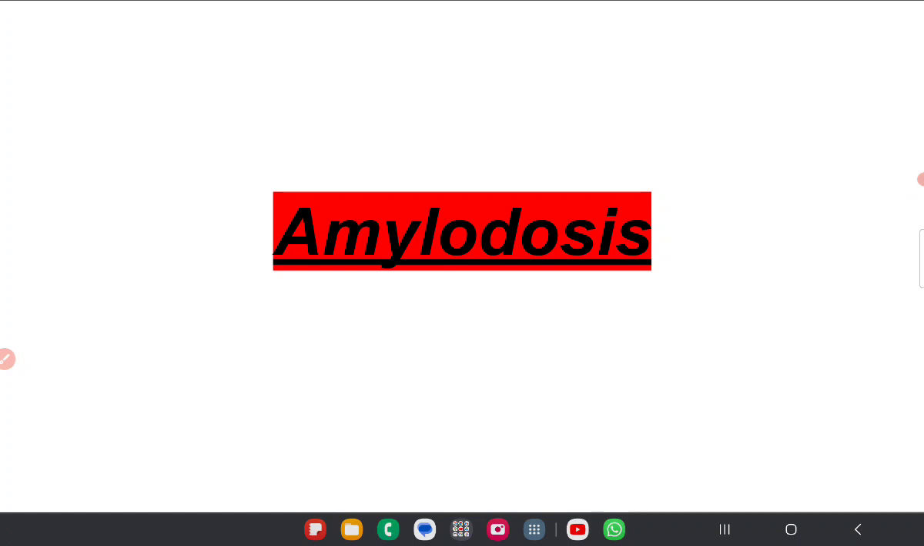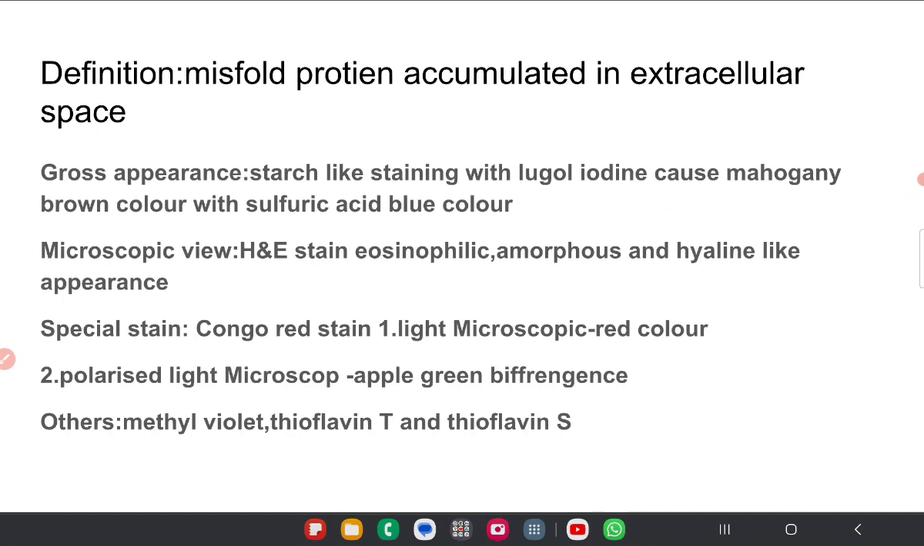So let us clearly understand what is amyloidosis. Here the definition is misfolding of protein accumulation in the extracellular space, which is nothing but in between the two cells, where an accumulation takes place. So even though there is an extracellular accumulation, why does it need to cause the death of a cell? Let us come to the etiology of the necrosis.